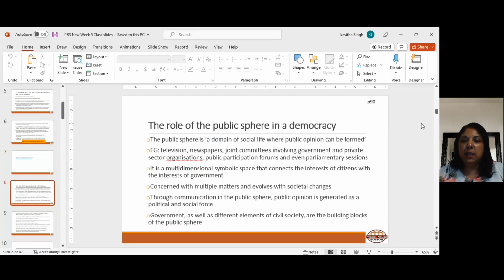So the role of public sphere in a democracy. South Africa is a democracy. It's 20 years on now. So the public sphere is a domain of social life where public opinion can be formed.